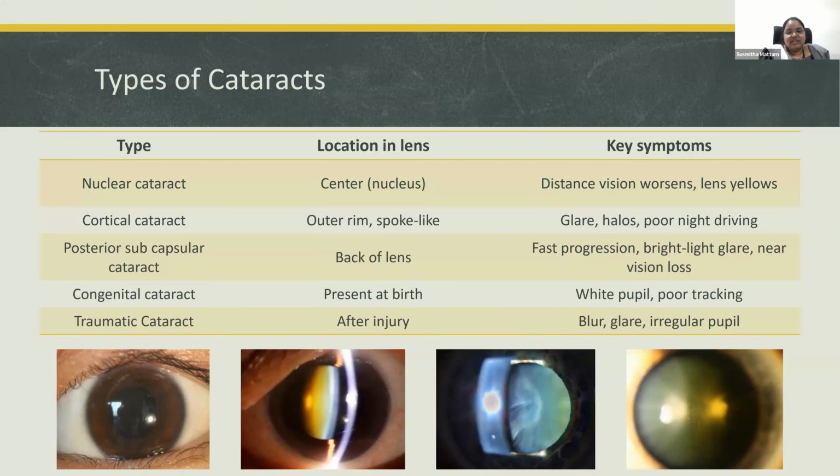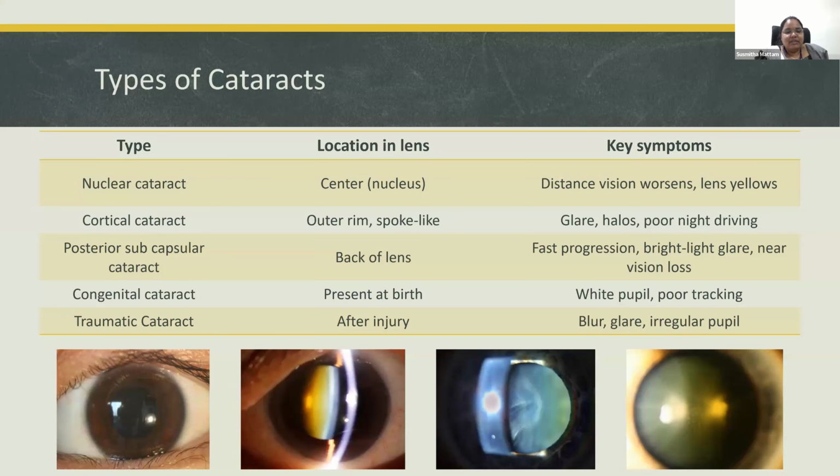Congenital cataract is present at birth. We can easily identify it while seeing the patient. Traumatic cataract: if there is any injury to the eye, the cataract can develop immediately. Here you can see the images: the first image shows a normal clear lens, the second image shows nuclear cataract, and the third image shows cortical and posterior subcapsular cataract.